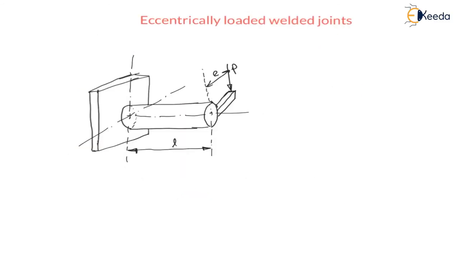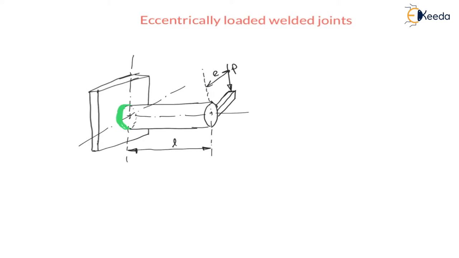Now let us consider a plate. To this plate, a circular pipe is welded over here. At this location we can see the welding. The plate and the circular pipe are welded here. Now let us say on this circular pipe, at some eccentricity E, the force P is applied.